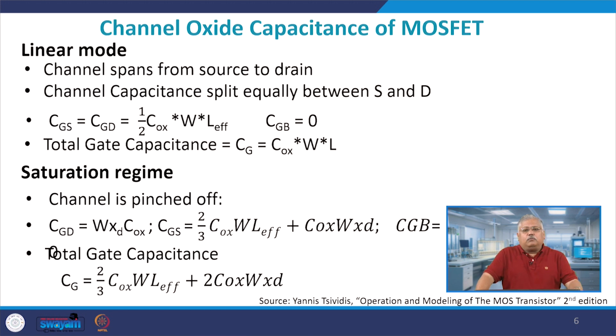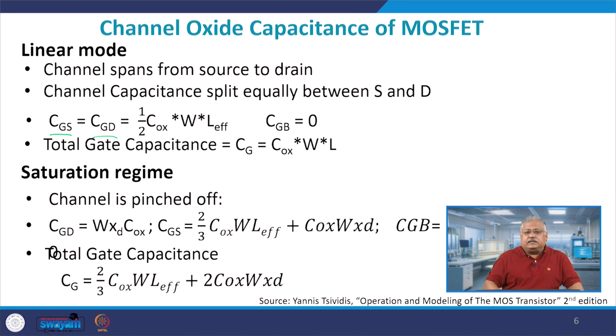Let us come to the linear mode of operation. Linear is when the channel is spanning right from source to the drain. So you have a thin layer of channel which is being formed, right from source to drain. The way various authors have gone through it is that they assume that the channel capacitance is split equally between source and drain. So we write CGS and CGD equal to 1/2 Cox into W into L effective. Why is gate to bulk 0?